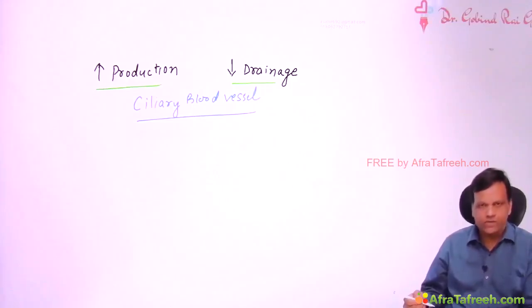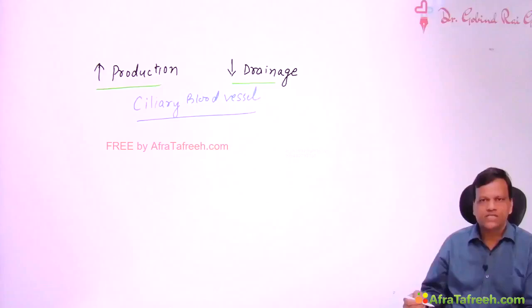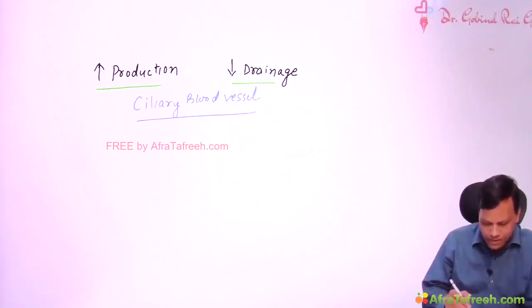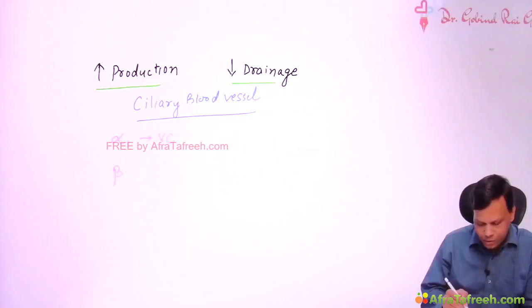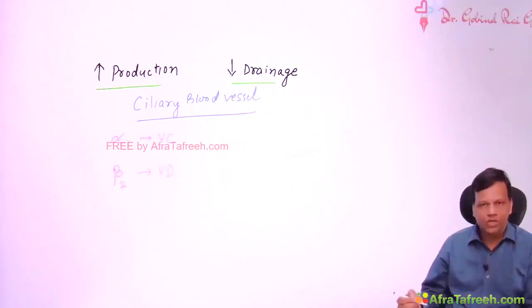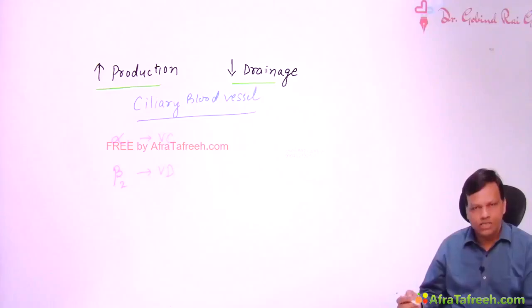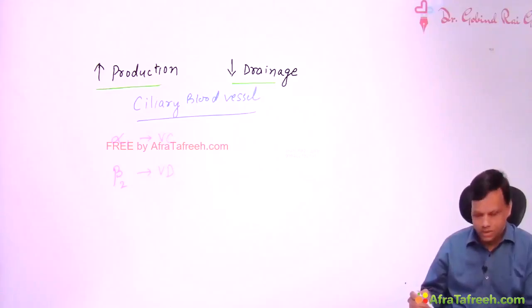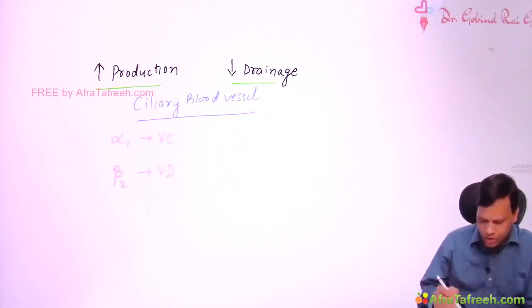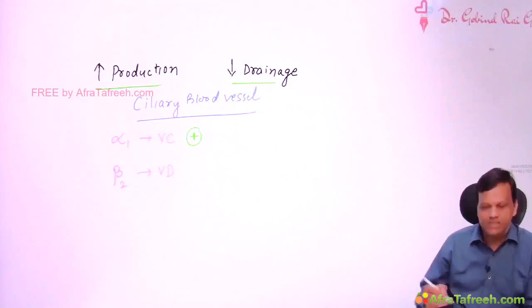And for causing the vasoconstriction, we need to know which receptors are present on the blood vessels. And we know we have two types of receptors, alpha 1 which cause vasoconstriction and beta 2 which cause vasodilation. So alpha 1 agonists can be used for decreasing the aqueous, and beta 2 blockers can be used to decrease the aqueous. So two types of drugs we can use. One which stimulate alpha 1 receptors. Here we have further two types of drugs.